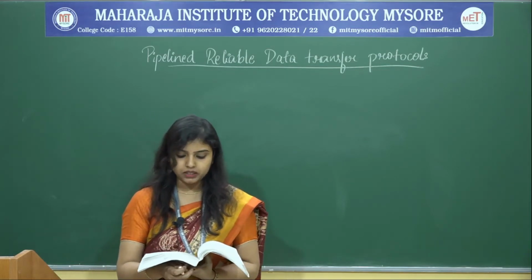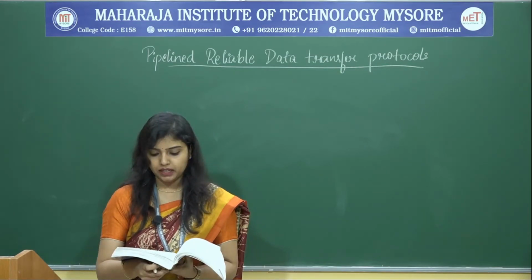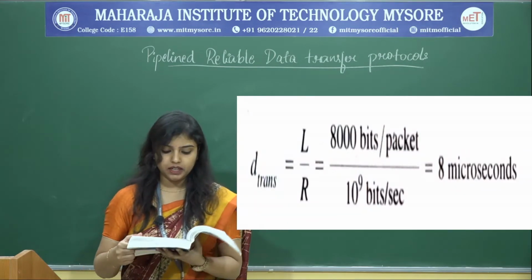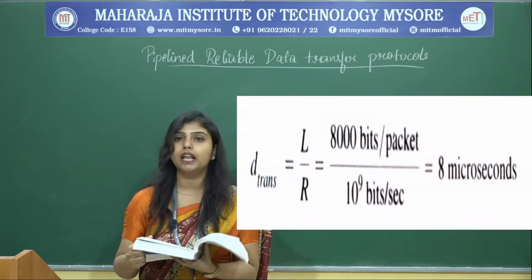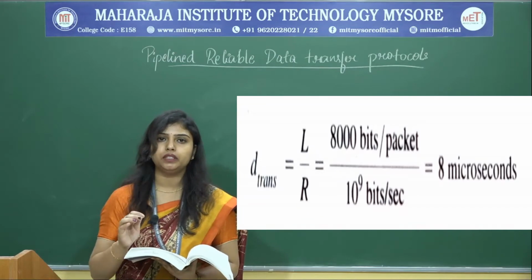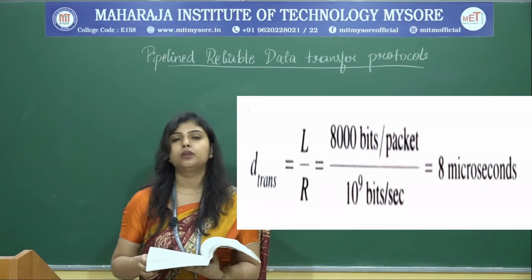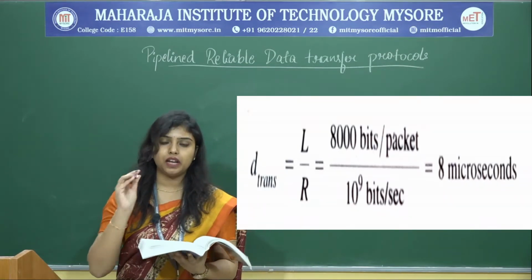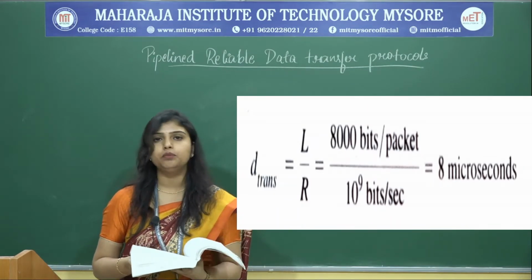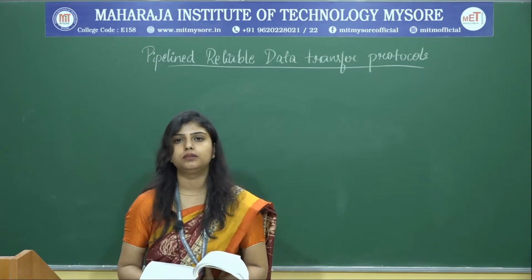The time needed to actually transmit the packet into the 1 Gbps link is, as in the formula, D transmission equals L by R. That means packet size divided by the transmission rate: 8000 bits divided by 10 to the power 9, since R is 10 to the power 9 bits per second for the 1 Gbps link, which comes out to be 8 microseconds.